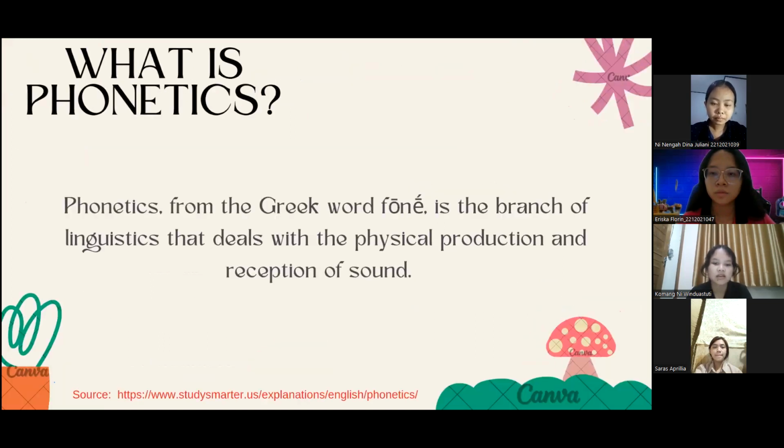Okay, now let's take a look at phonetics. So, what is phonetics? Phonetics, from the Greek word phone, is the branch of linguistics that deals with the physical production and reception of sounds. It means that phonetics is not concerned with the meaning of the sounds, but instead focuses on the production, transmission, and reception of sounds. Phonetics also pays special attention to the influence that vocal organs, such as lips and tongue, have in the formation and enunciation of sounds.